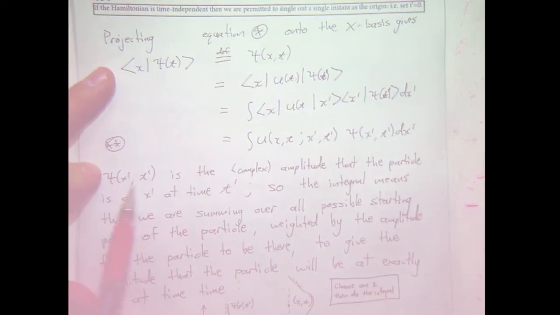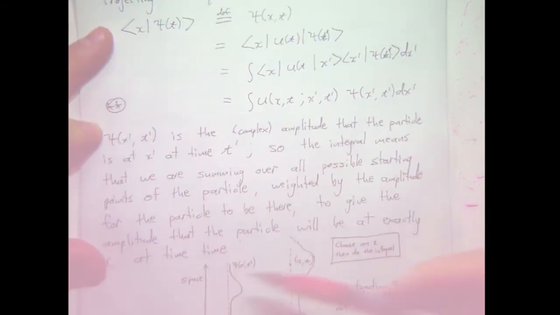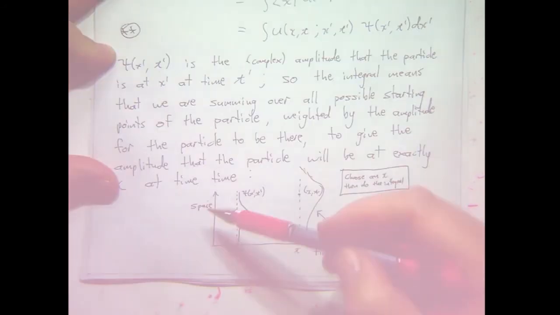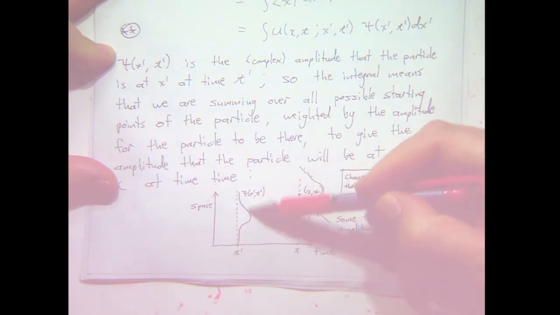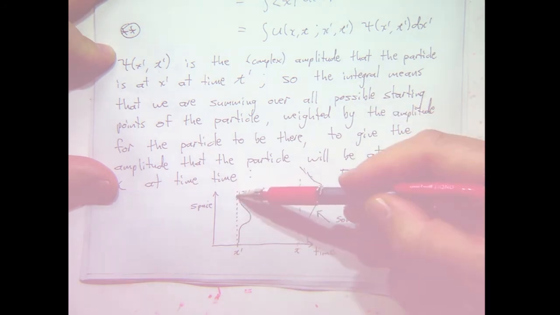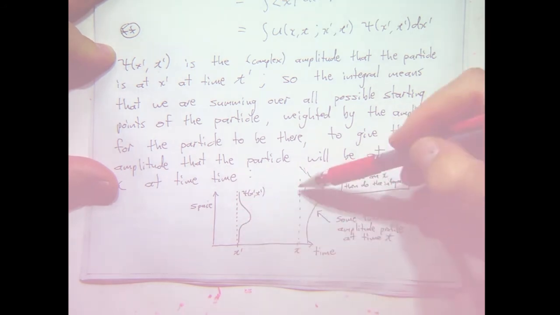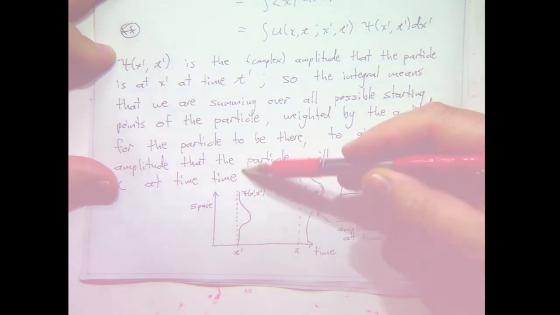Really, psi of x prime, t prime is a complex amplitude that the particle is at x prime at time t prime. Time is on this axis, and x space is up here, and this is the real part. This is of course just the initial wave function. Each point along here is weighted with a particular complex number, and then the integral tells you what the amplitude of the particle will be at this point. It's an integral over all of these points here.